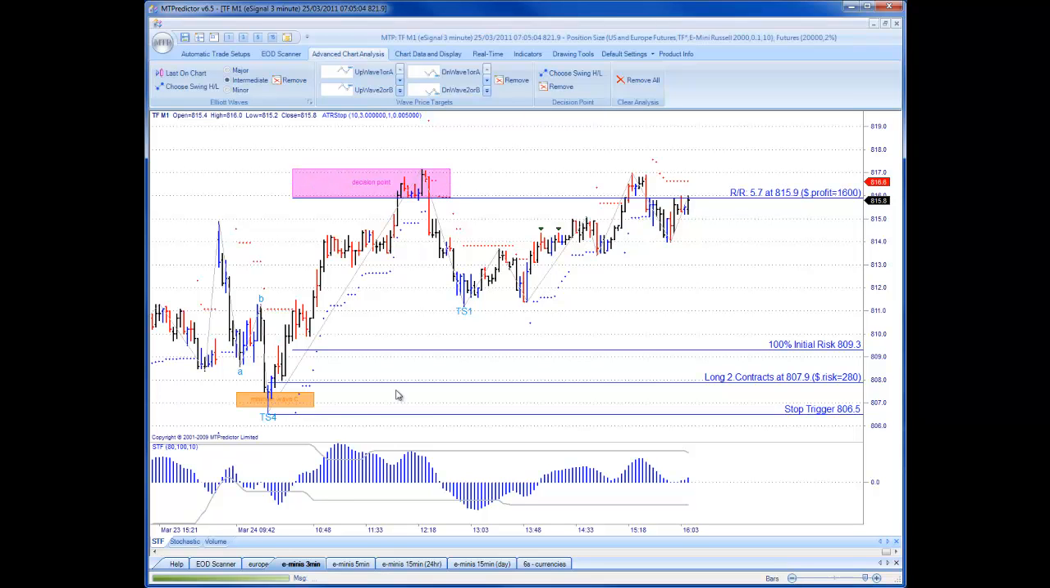So there you go, not only did you have two good trade setups that produced a very healthy profit, but the routines in MTPredictor managed to nail the very low of the day for you, and then also managed to nail the very high of the day for you. Now, I don't know about what you guys think, but I think that's pretty impressive trading.